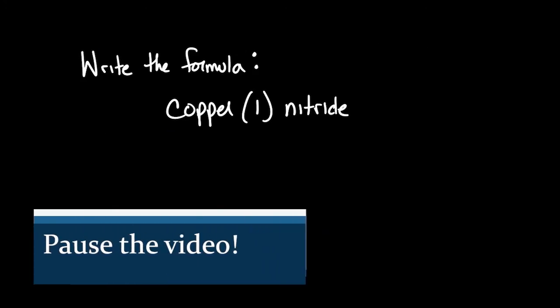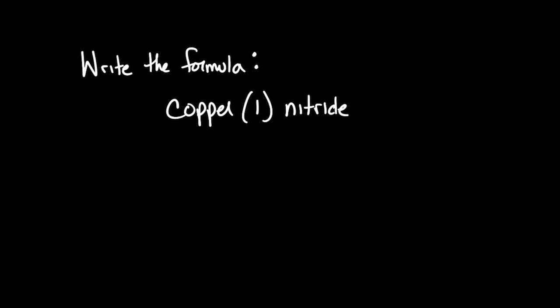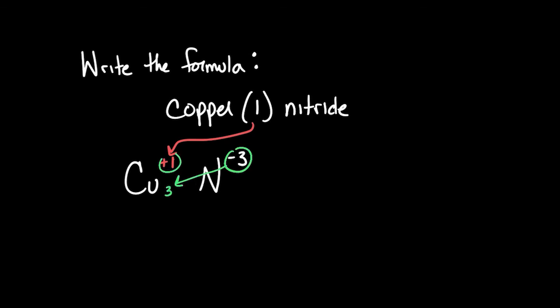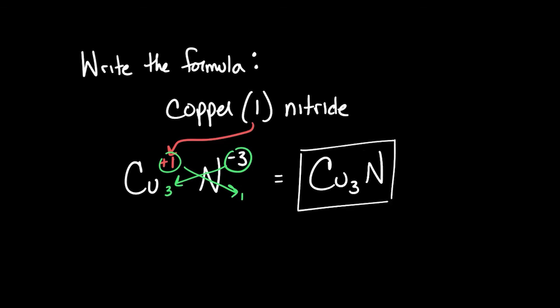Now it's your turn. Pause the video and write the chemical formula for this compound. In this case, copper, or Cu, has a +1 charge, as given by that Roman numeral, and nitride is nitrogen with a -3 charge. So again, we have charges that don't cancel each other out. I'm going to use the crisscross method to get my chemical formula. So my final chemical formula here is Cu3N.